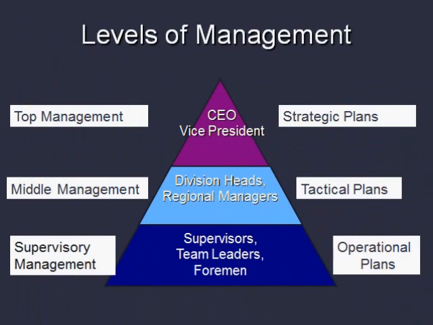There are three main levels of management. There's the CEO and vice president or upper level management who are at the top, and they're responsible for the vision and the strategic plan of an organization. Then there's middle level management made up of division heads and regional managers. They're the ones that are responsible for the tactical planning. They coordinate resources and the plans to support that vision. And at the bottom, there's the supervisors, team leaders, and foremen that are responsible for carrying out the day-to-day missions.